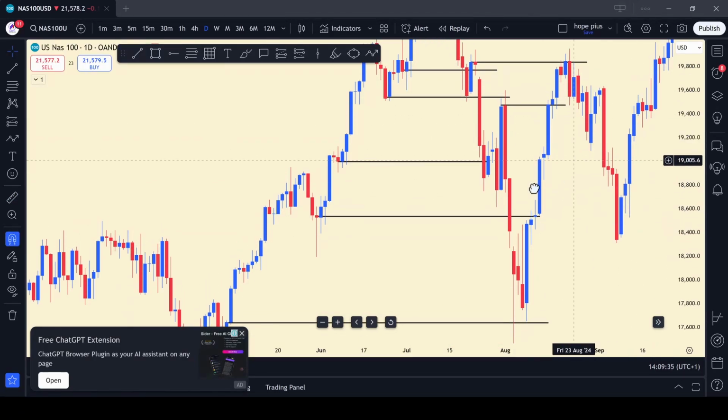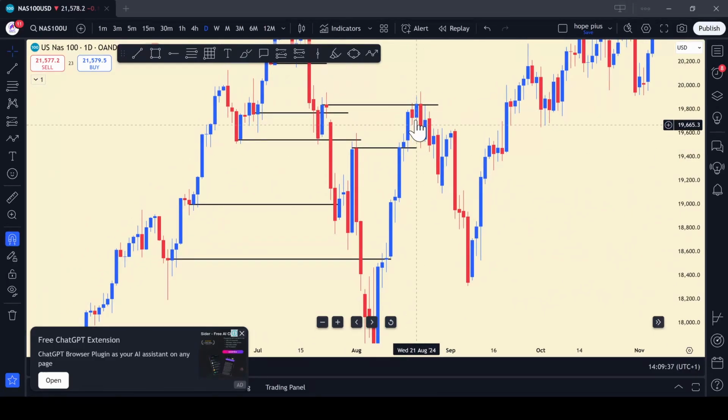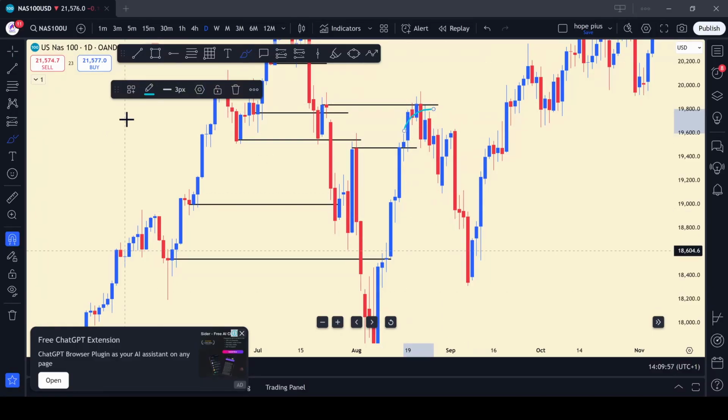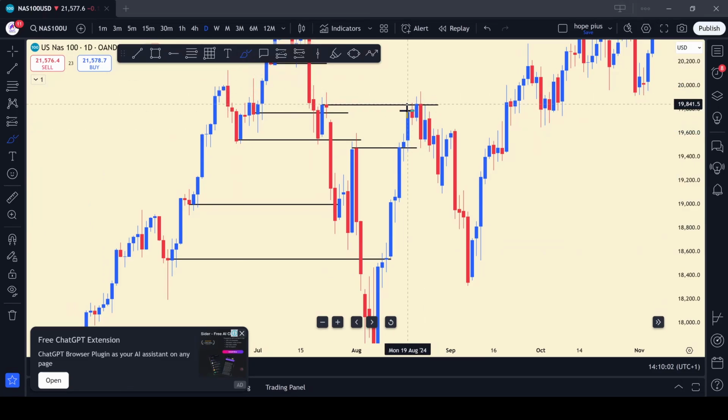Now, in this case here, you can see that price closes above, but the next candle went back below. Resistance broken first, then support broken. Then we have a rejection. This is our key thing. Price rejected this level. Price rejected this. Price rejected this.